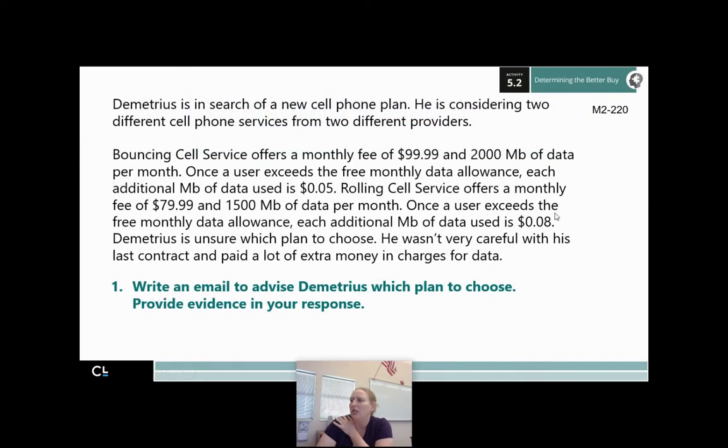So I would like you, as a friend, it says to write an email. You're not actually going to write an email. You're just going to write it on your paper here. But advise Demetrius on which plan to choose. And again, provide evidence, right? Don't just be like, man, I like that one. No. Give him the numbers. Back it up. Tell Demetrius which one's the better plan. Let him know the actual numbers, okay? Go ahead, hit pause to work this out, and then hit play when you're ready to check your work.